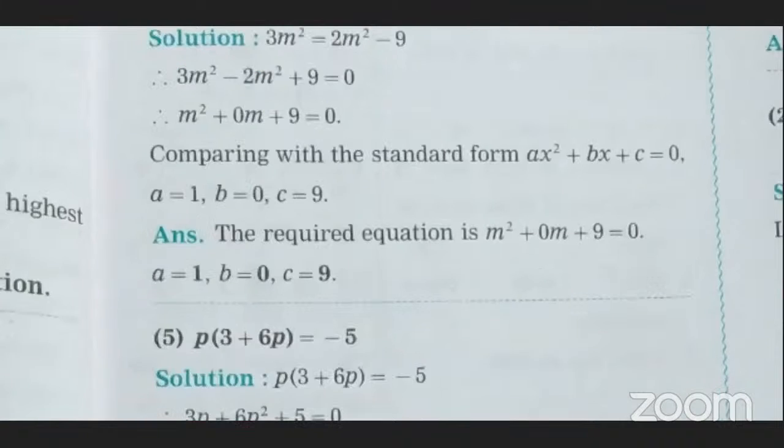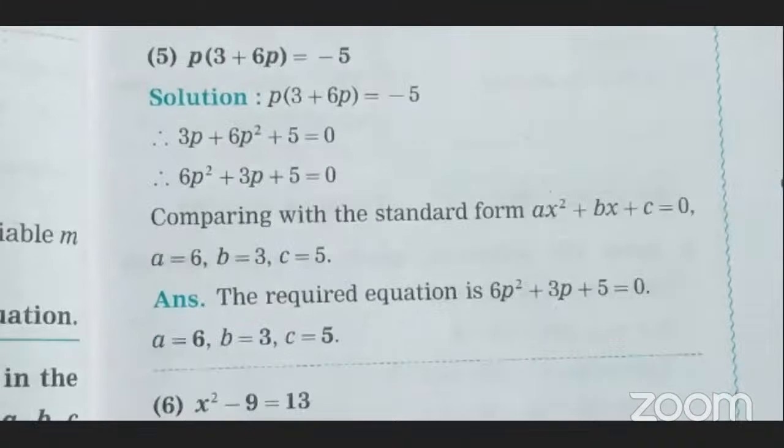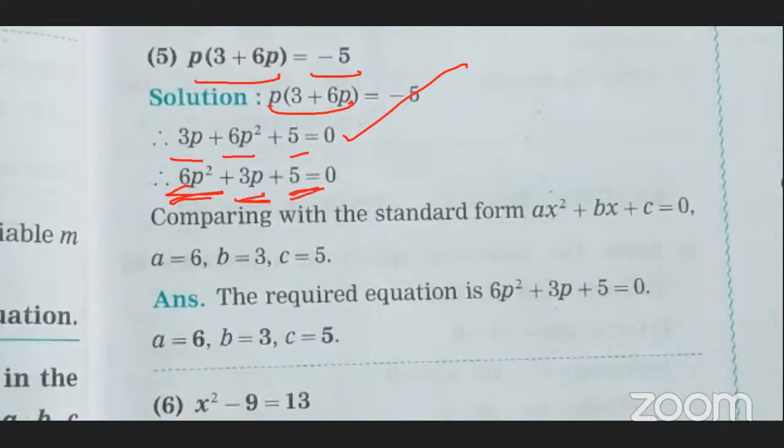Question number 5. 3p plus 6 equals minus 5. So 3 into p, 3p. 6p is 6p square plus 5 equals 0. So 6p square plus 3p plus 5 equals 0. So a equals 6, b equals 3, c equals 5.